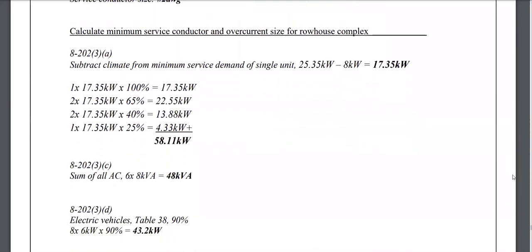Now let's calculate the minimum service conductor and overcurrent for the entire Rowhouse complex. 8202 3A. This time we subtract the climate from the minimum service demand, which is 25.35 kilowatts, minus 8 gives me 17.35 kilowatts. We take this value and we follow it down cascading through 8202 3A, and we get 58.11 kilowatts. Now we have the sum of all the AC, which is 6 times 8 kVA, giving me 48 kVA.